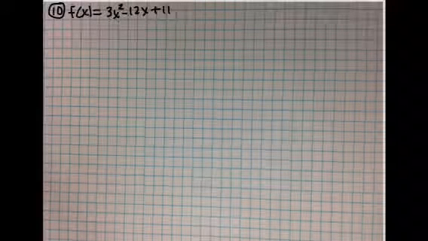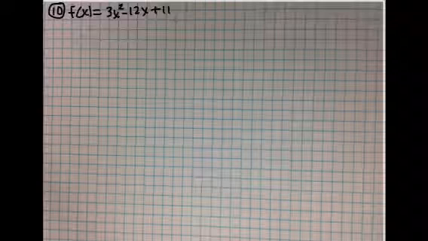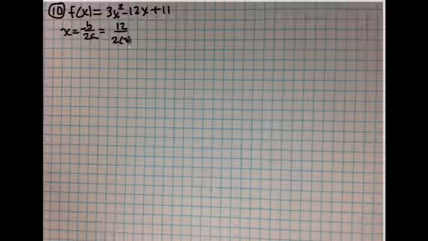Alright, since number 10 is not in vertex form, I'm going to use a formula for finding the vertex. Remember, x equals negative b over 2a. That gives me the x-coordinate. So the opposite of negative 12 is 12, the opposite of b. And then 2 times 3, that's 6. So 12 over 6, that's 2.